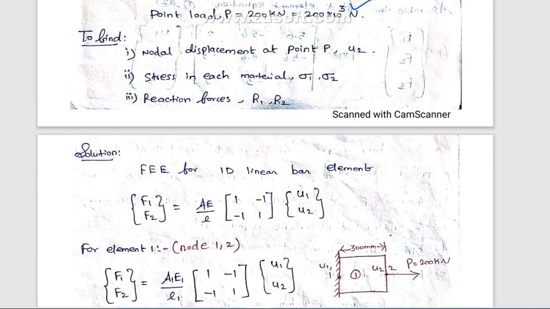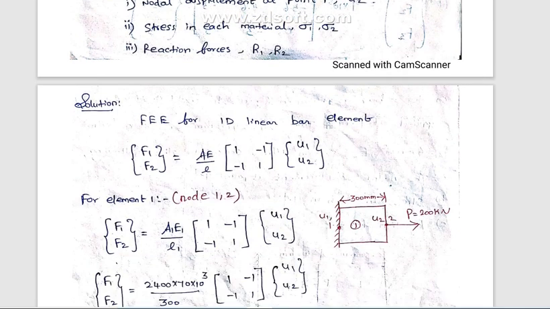First, you have to find the stiffness matrix for element 1. This is a global assembly matrix for element 1. That is, F1 F2 equals K into U. This is the formula. That is, the force matrix equals the K matrix into the displacement, where K is nothing but the stiffness matrix.